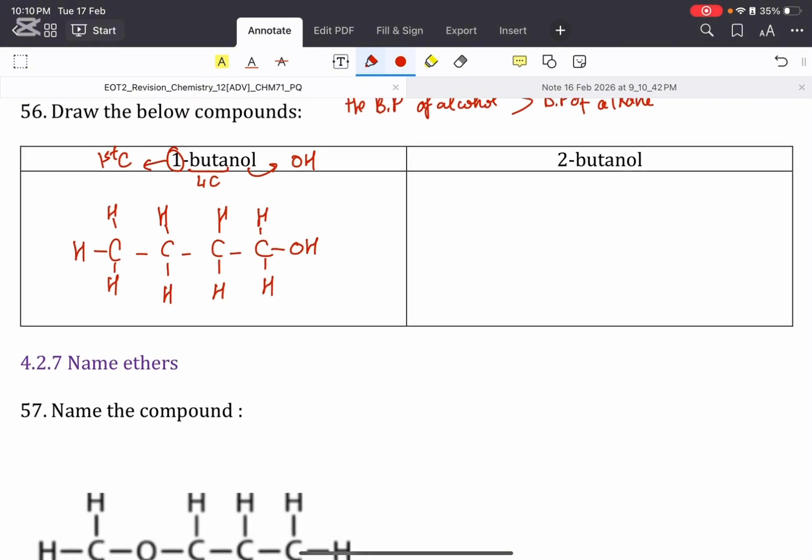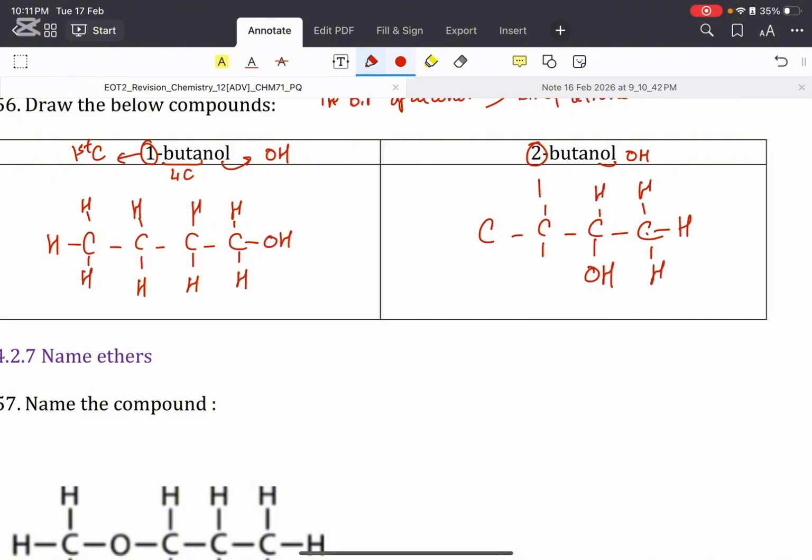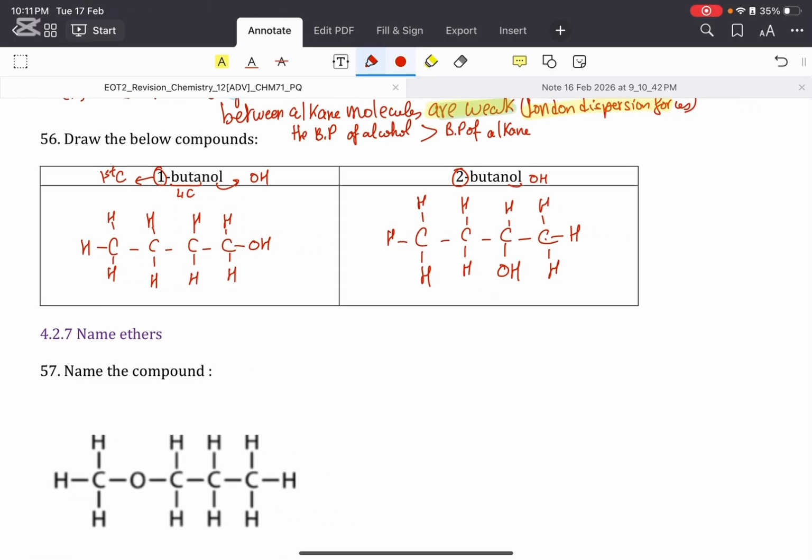Now, if the name is 2-butanol, it means this OH group is attached on the second carbon. So here's the first, here's the second, and that's it. You must not forget to draw the hydrogen atoms.